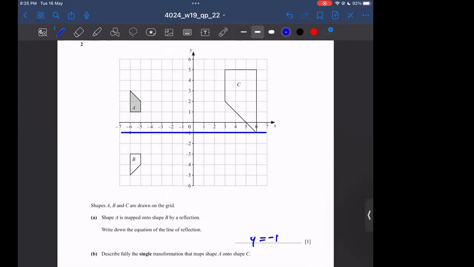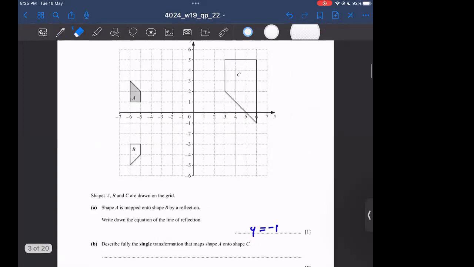Right? Now it says describe fully the single transformation that maps A onto C. Okay, you have to describe this transformation that maps A onto C. It is definitely what we can see is the enlargement over here. The shape is enlarged here. And for enlargement, first we need to tell that yes, it is enlargement.